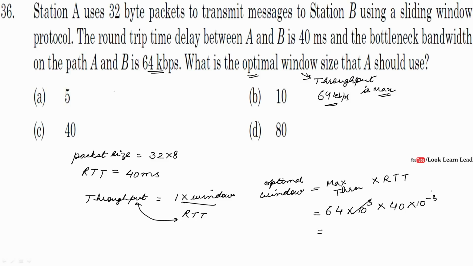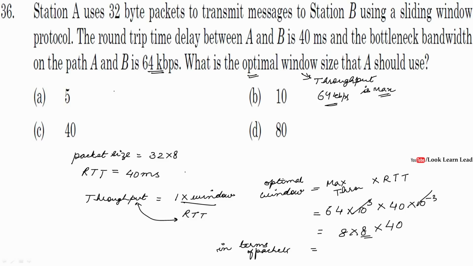It would be like this. So we would be having 8 cross 8 into 40. You can write it like this, 8 cross 8 into 40. Now in terms of packets, you have to calculate the window size in terms of packets, not bits.